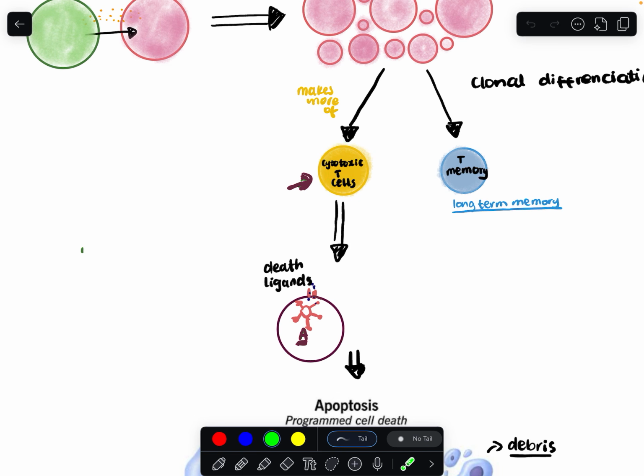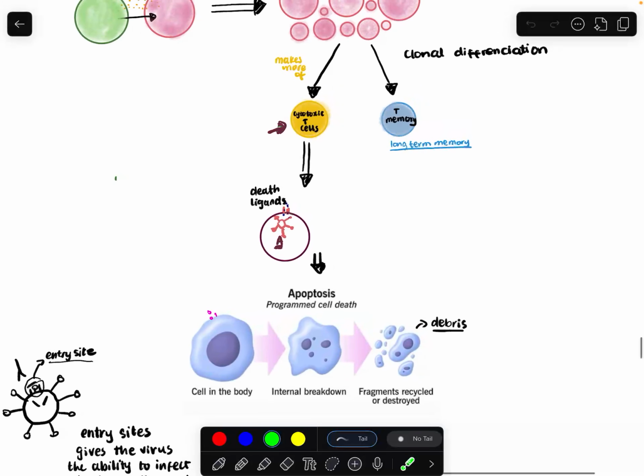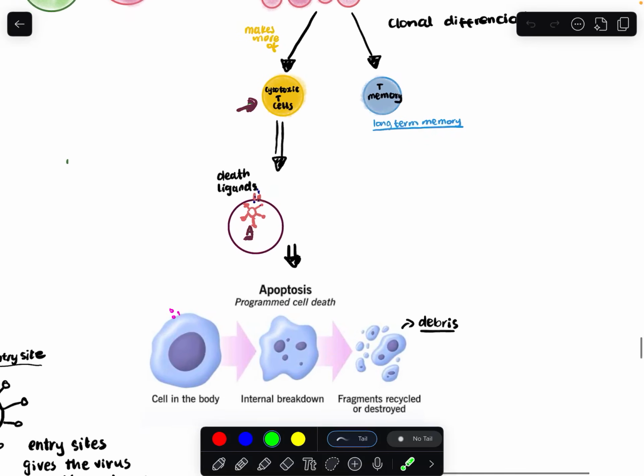The cytotoxic T cell will go out and look for cells infected by that pathogen, say a specific type of virus. Once it finds one, it will secrete death ligands, and these death ligands will cause apoptosis, also known as programmed cell death. The cell will turn into little fragments and be destroyed into debris, so waste.